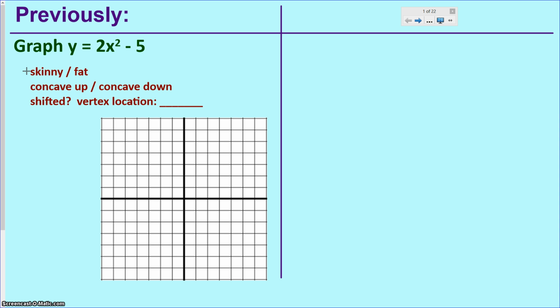Is it skinny or fat? We would say this one is skinny because it's got an a value of more than 1. Is it concave up or concave down? This would be concave up because the a value is positive.